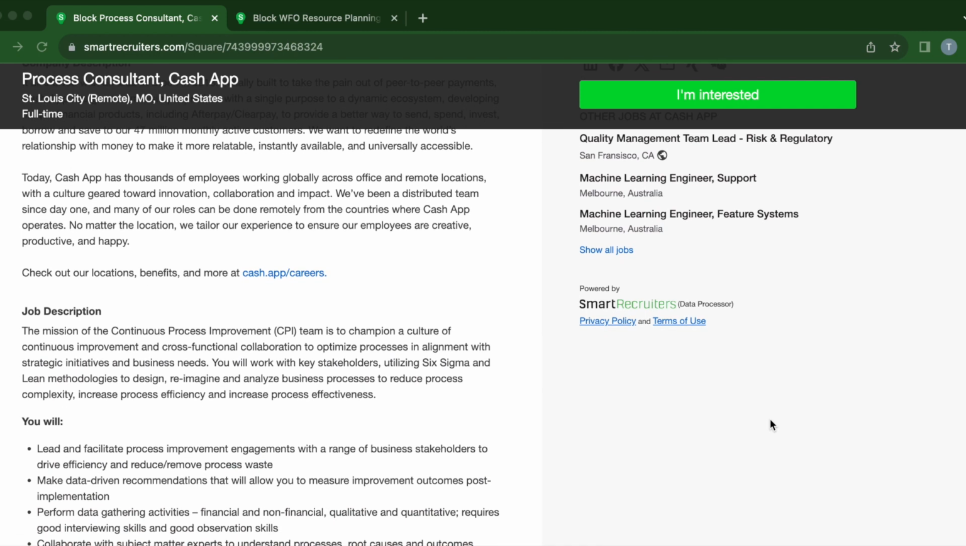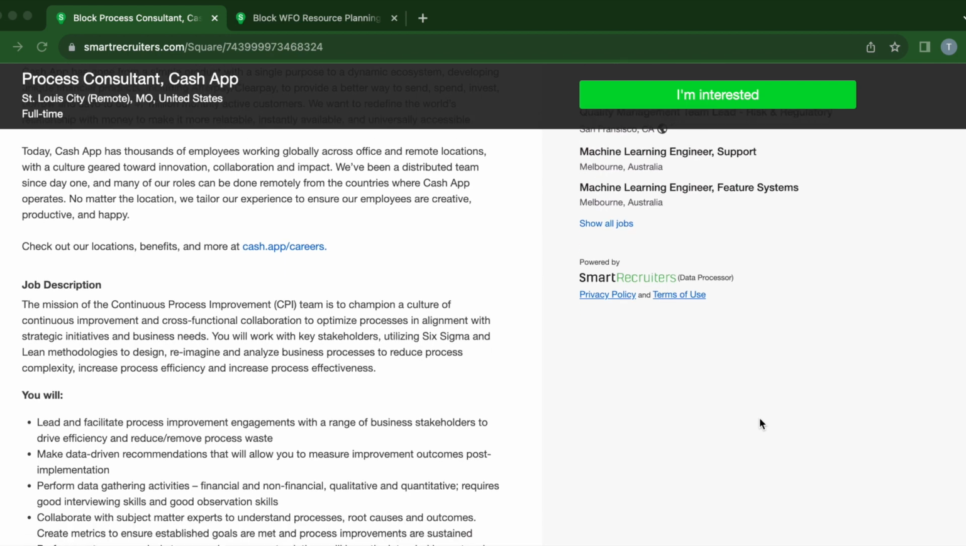The mission of the Continuous Process Improvement (CPI) team is to champion a culture of continuous improvement and cross-functional collaborations to optimize processes in alignment with strategic initiatives and business needs. You will work with key stakeholders utilizing Six Sigma and Lean methodologies to design, reimagine, and analyze business processes to reduce process complexity, increase process efficiency, and increase process effectiveness.